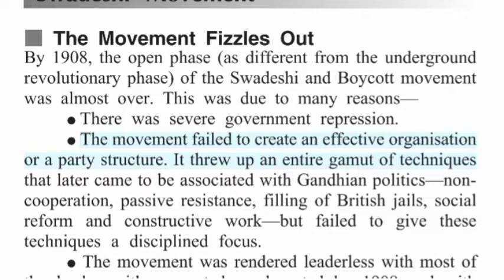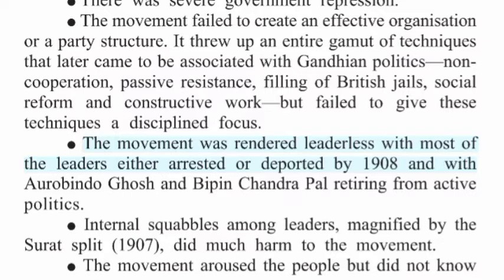It threw up an entire gamut of techniques that later came to be associated with Gandhian politics: non-cooperation, passive resistance, filling of British jails, social reform and constructive work, but failed to give these techniques a disciplined focus. The movement was rendered leaderless with most of the leaders either arrested or deported by 1908 and with Aurobindo Ghosh and Bipin Chandra Pal retiring from active politics.